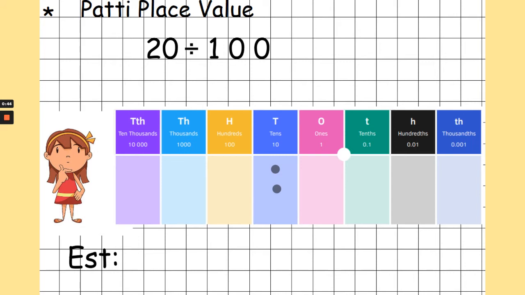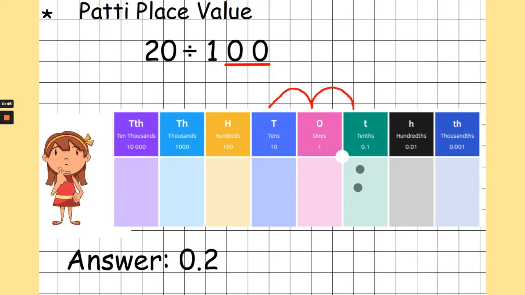Okay, let's see how we did. So 20 divided by 100, the answer you should have got was 0.2. As you can see, we've jumped 2 spaces to the right. We had 2 dots in the tens column and they've jumped 1, 2 into the tenths column. So the answer is 0.2. Another way to help you remember is to look at the number you are dividing by. 100 has 2 zeros, so the 2 zeros tell you 2 spaces to move to the right.